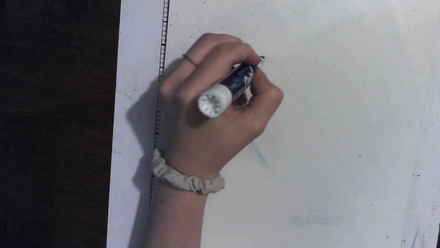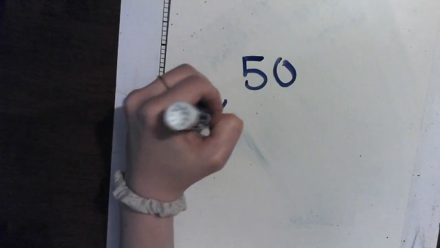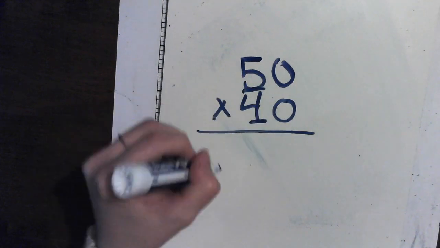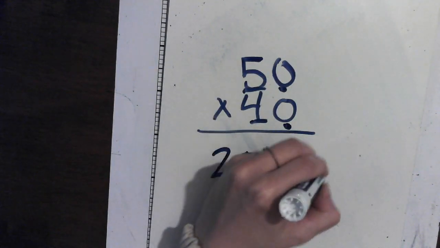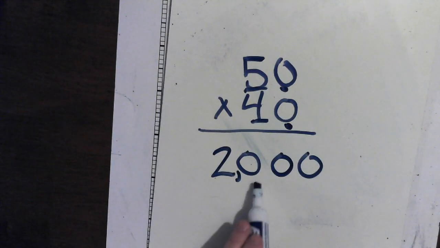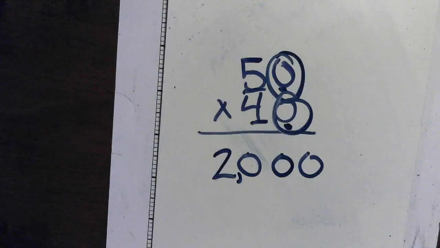Another way you could do this is to say, okay, 50 times 40. Fast fact, 5 times 4 is 20. I missed 2 zeros, 1, 2. So I have to add those 2 zeros. We can't get confused here because 20 had a 0 in it. You have to still add the 2 zeros.